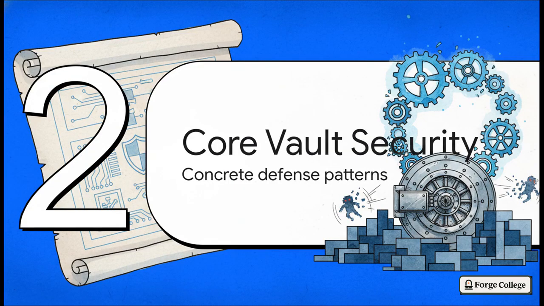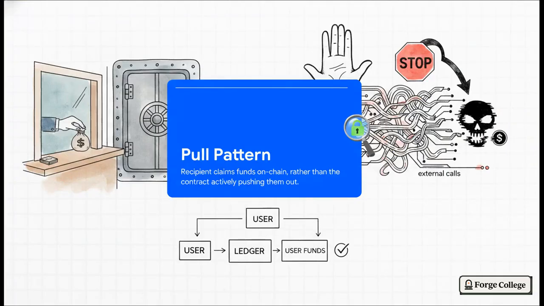Section 2. Core Vault Security Patterns. Let's take a look at how we can draft concrete defensive features on our blueprint to stop these attackers dead in their tracks. First up is the pull pattern. So instead of the contract automatically sending funds out, which we call a push pattern, we actually require the user to initiate the transaction to withdraw their funds. Essentially, it's making users come up to the teller window to claim their cash, rather than the bank trying to deliver it to their front door.